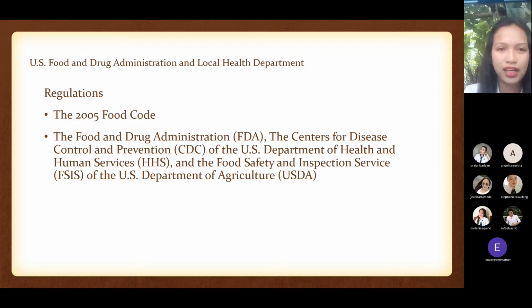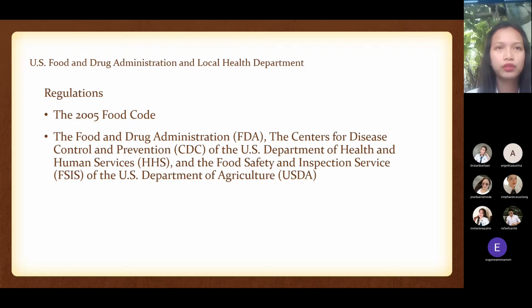U.S. Food and Drug Administration and local health department. The FDA is responsible for protecting the public health by ensuring the safety, efficacy, and security of human and veterinary drugs, biological products. Local health is an administrative or service unit of local concern with health and carrying some responsibility for the health.